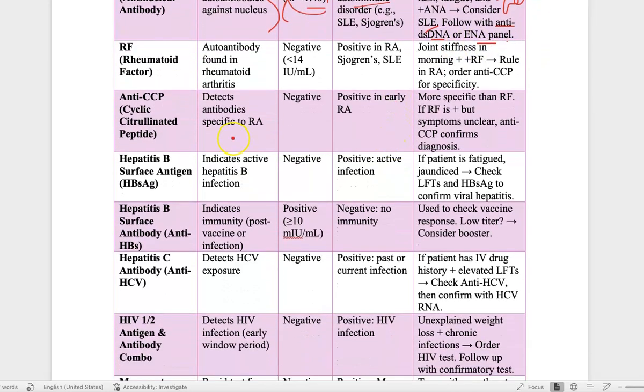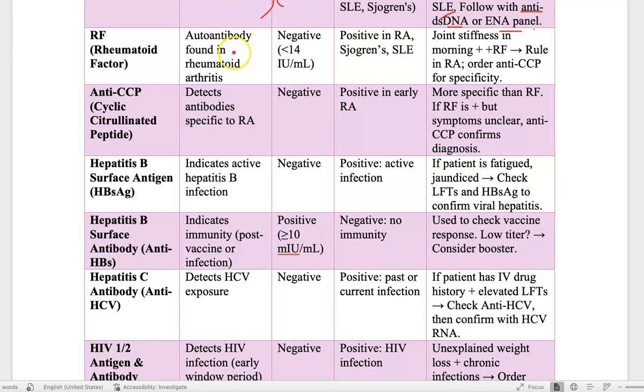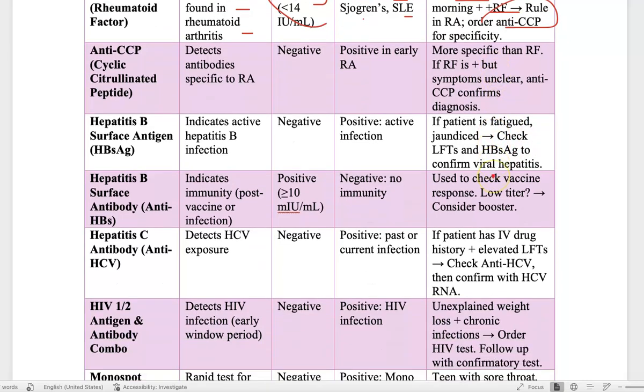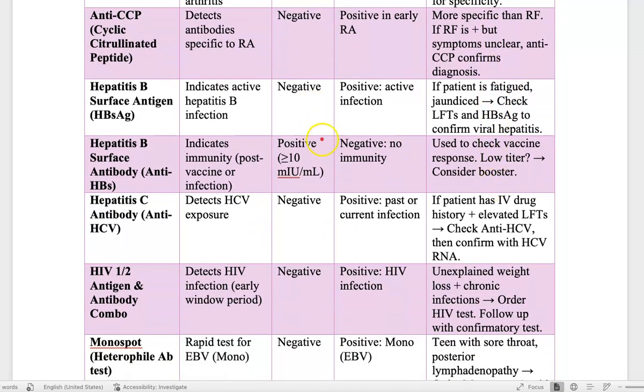Now, what about RF, rheumatoid factor? Antibody found in rheumatoid arthritis. Generally, we want it to be negative, less than 14 IU per mL. If it is positive in RA, Sjögren's, and SLE, joint stiffness is what is seen in the morning. If you see this in the morning with positive RF, rule out RA first, and then you want to order anti-CCP. You got to know the order of stuff in primary care or even in acute care settings. You must know the order of how things are ordered, okay?